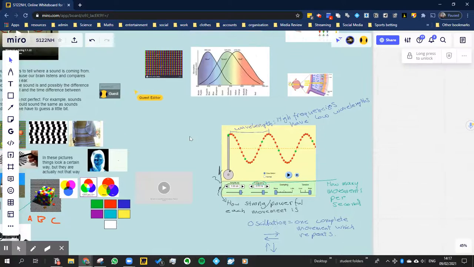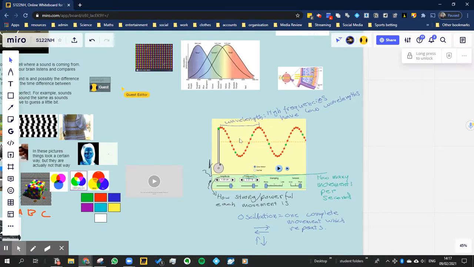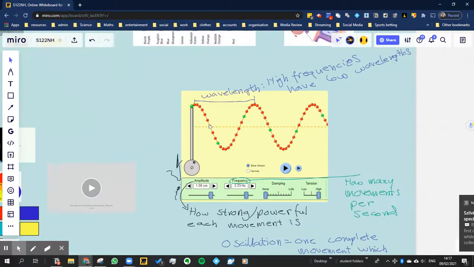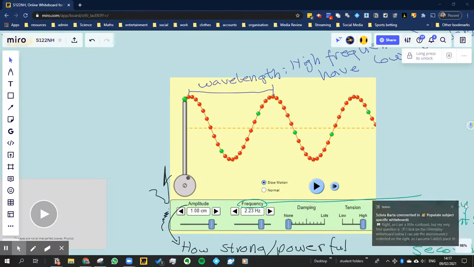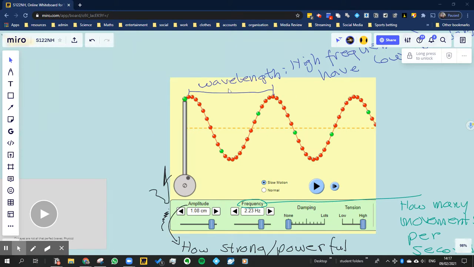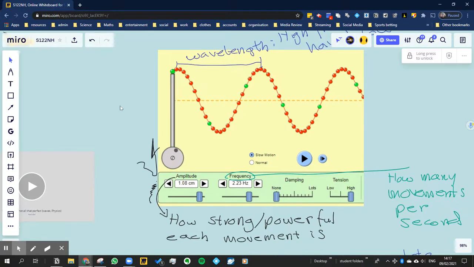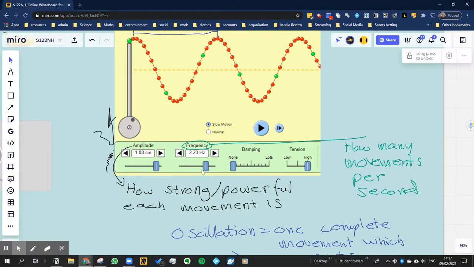So we're going to quickly try to understand what does wavelength mean and what does frequency mean. I've kind of labeled it here. Now the wavelength is essentially the distance between two identical points on a wave. Okay, and the frequency is how often something is moving backwards and forwards. It's how many times per second, in fact.